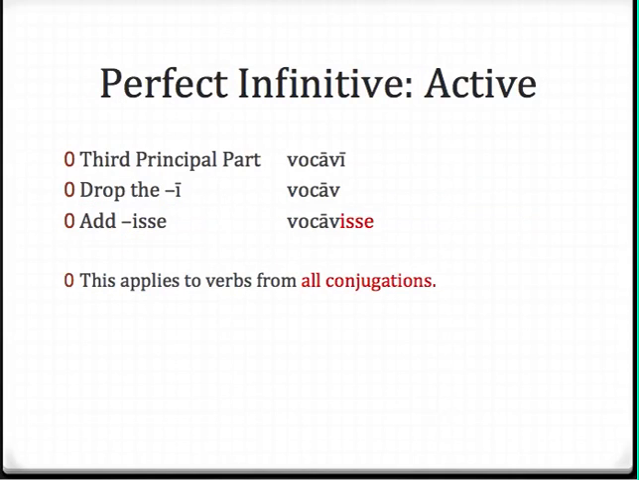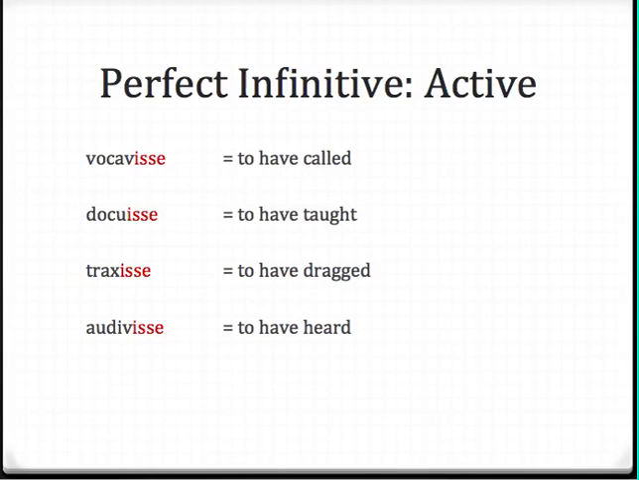The perfect active infinitive is formed by taking the third principal part, dropping the long i, and adding -isse. This rule applies to verbs from all conjugations. Vocavisse then would be to have called, indicating that the action has been completed in the past. Docuisse, to have taught, traxisse, to have dragged, and audivisse, to have heard.